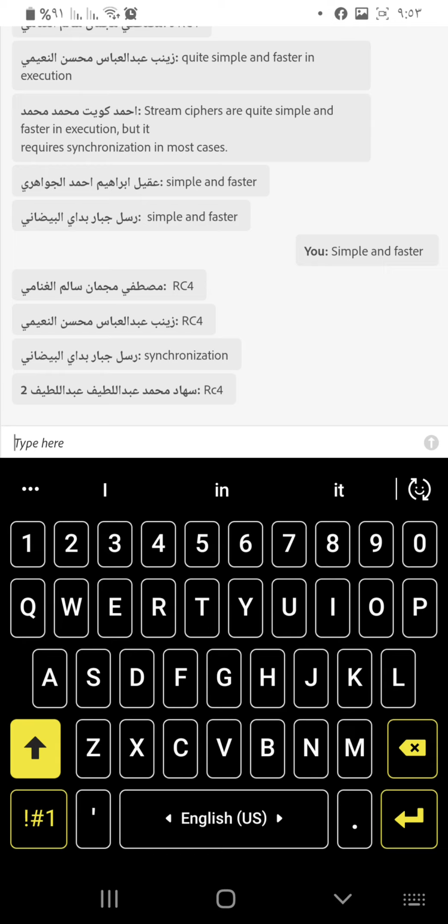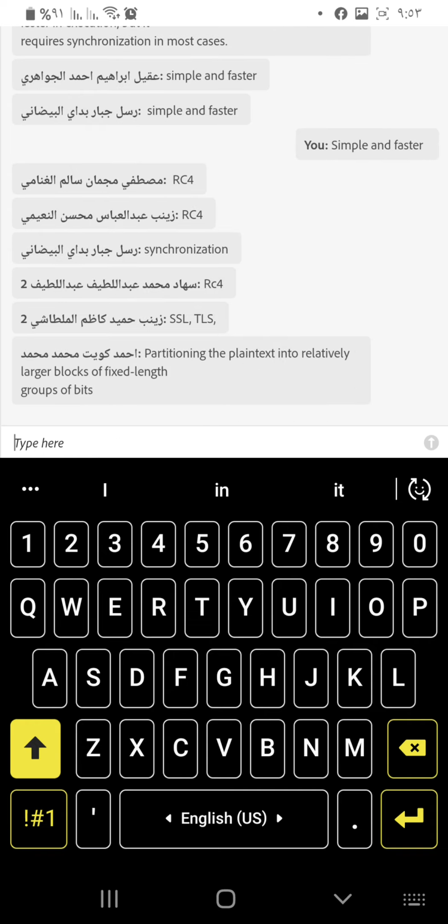Next question. How does a block cipher work? It works by partitioning the plaintext into blocks of fixed length. That's true. Ahmad Kuwait, you're right.